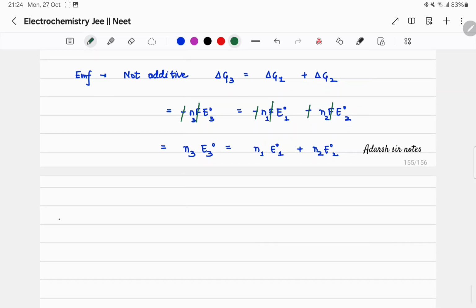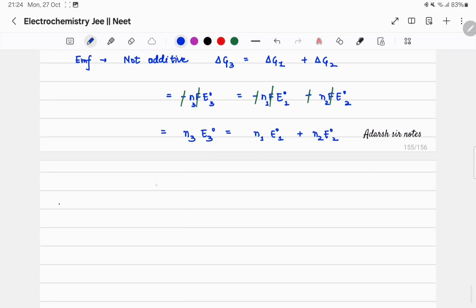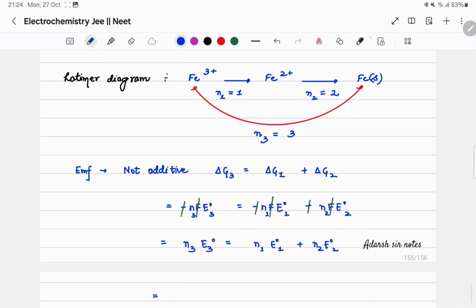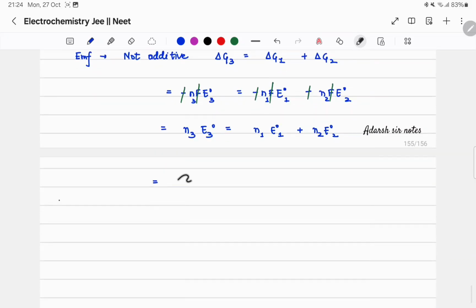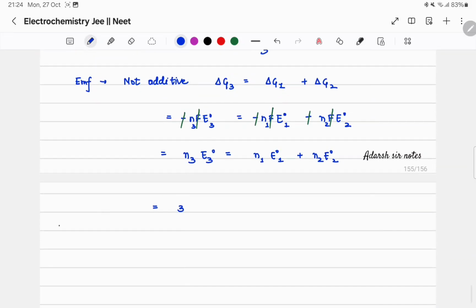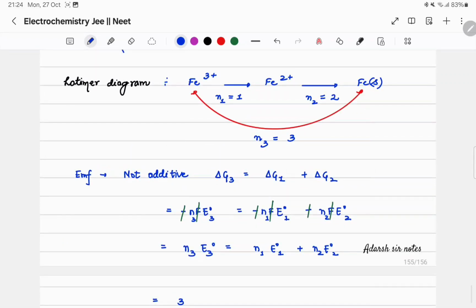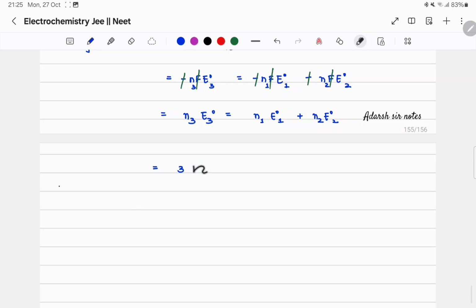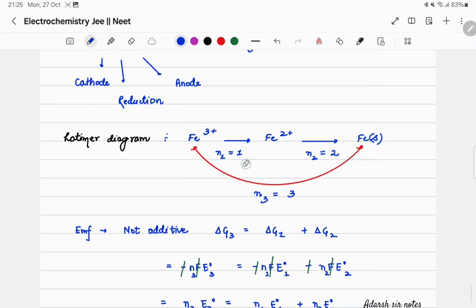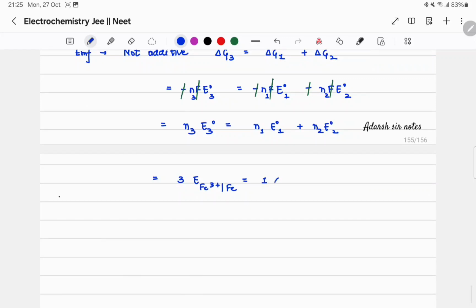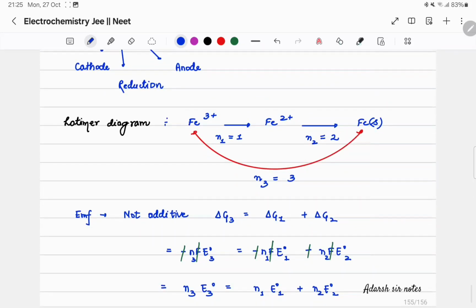Now the majority of the question has been done. Let's check it. N3 value is 3, so just put down 3. After that E3: when Fe3+ is going to convert into Fe, that will be equal to n1, which is 1 only, multiplied by E naught 1. E naught 1 means when Fe3+ is going to convert into Fe2+.